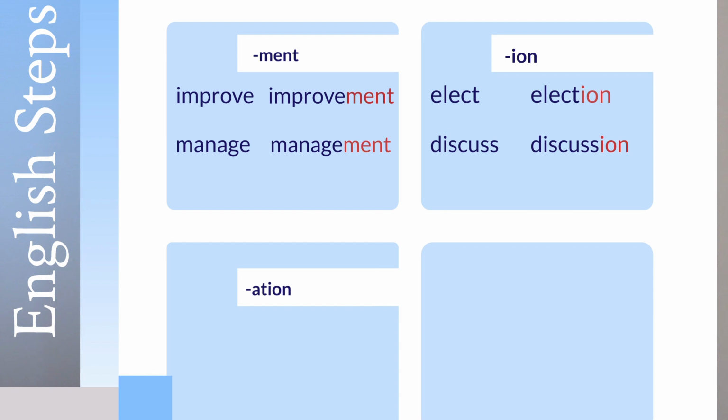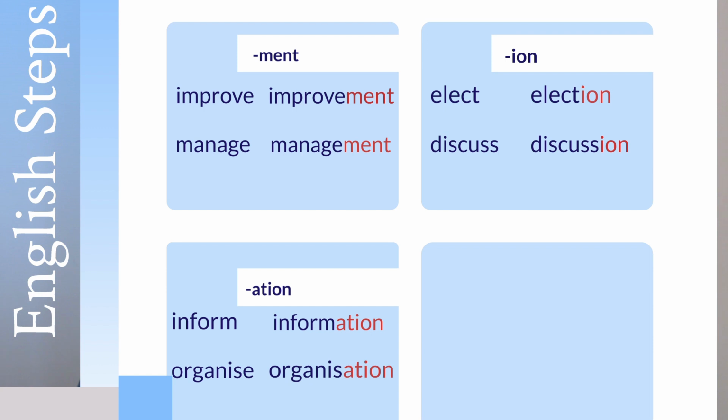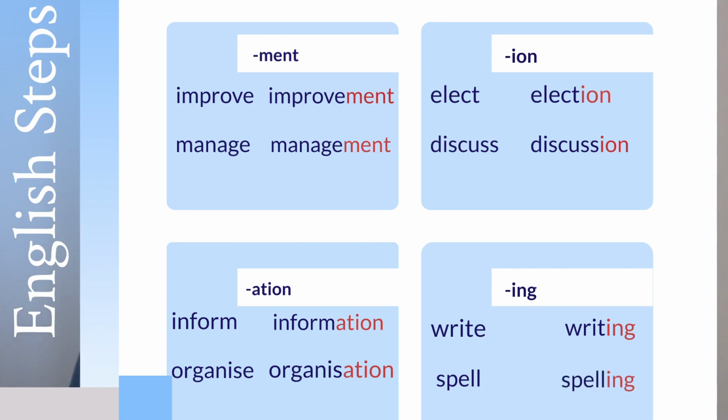Now, ation together. For example, inform as a verb, information as a noun. Organize, organization. The last one, ing. We can also use it to make nouns out of verbs. For example, write, writing. Spell, spelling.